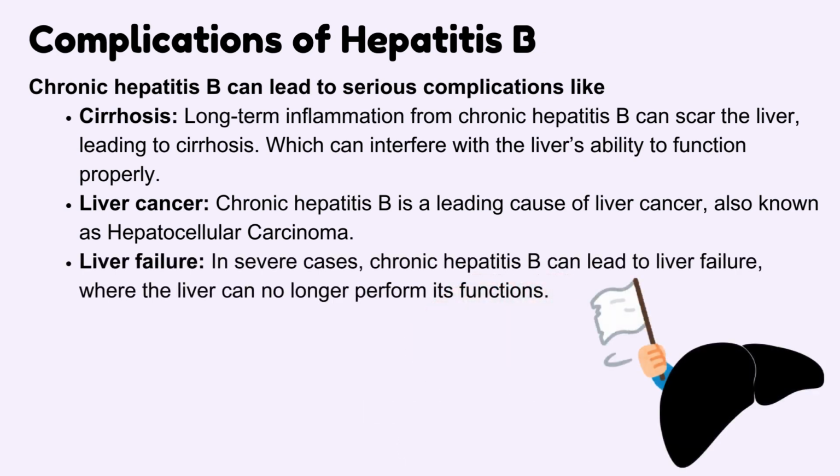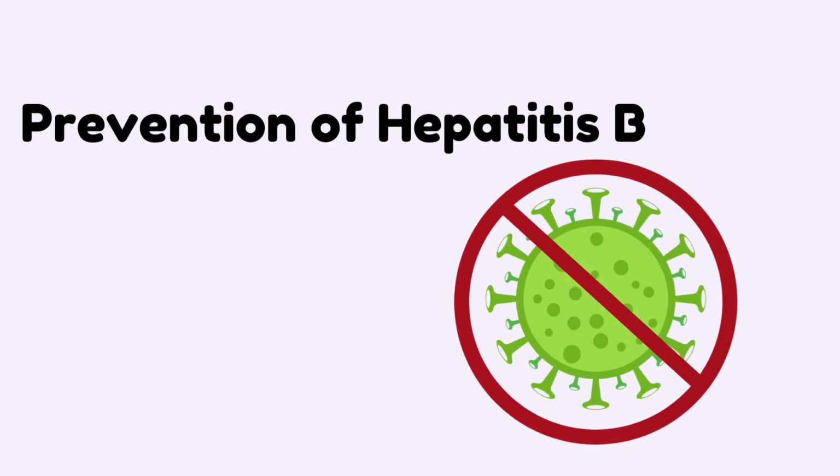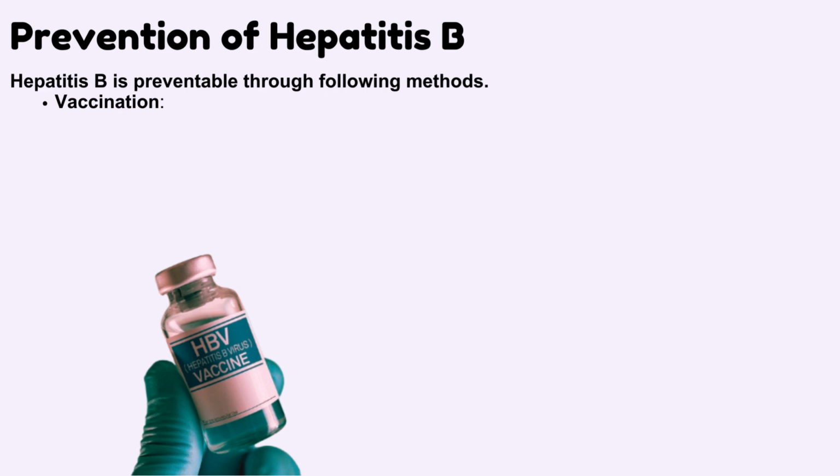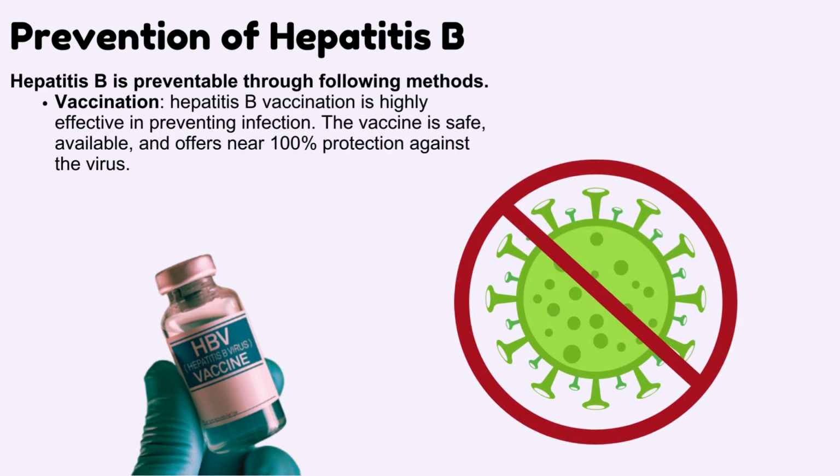Liver failure. In severe cases, chronic hepatitis B can lead to liver failure, where the liver can no longer perform its functions. Prevention of hepatitis B. Hepatitis B is preventable through the following methods. Vaccination. Hepatitis B vaccination is highly effective in preventing infection.